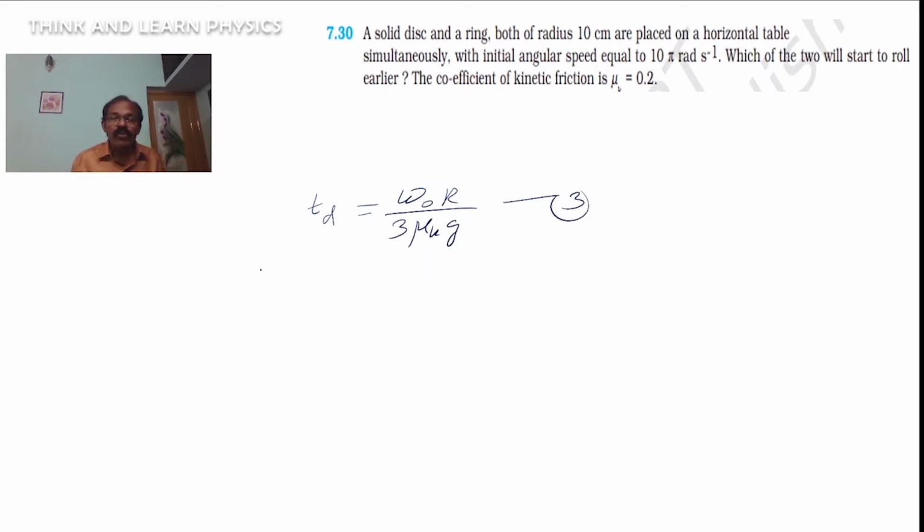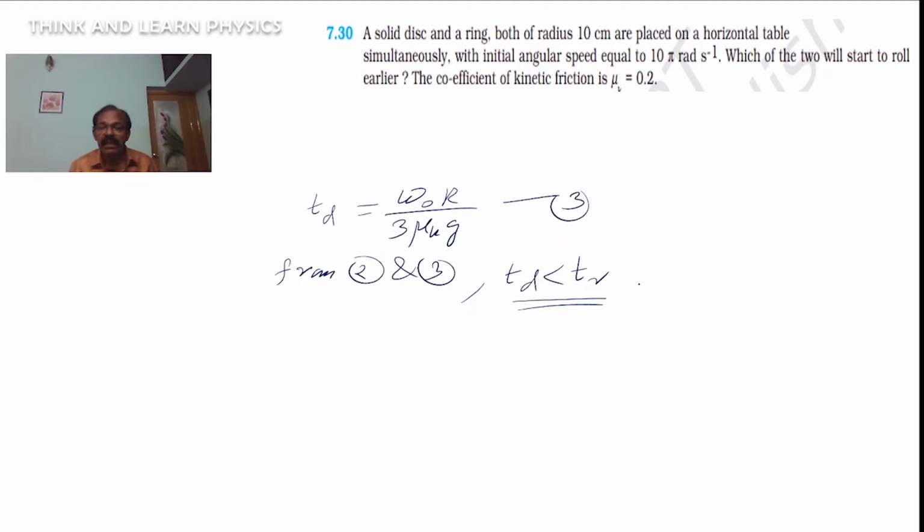Then from 2 and 3 we see that Td is less than Tr. That is, the time taken by the disk to begin perfect rolling is less than the time taken by the ring to begin perfect rolling. Okay, now let us find the values of the time.